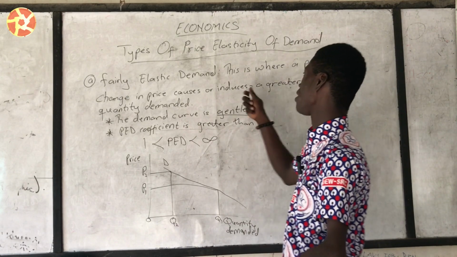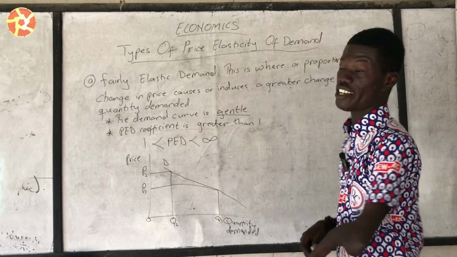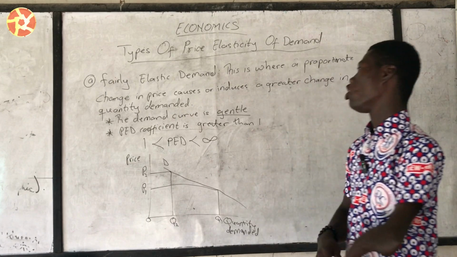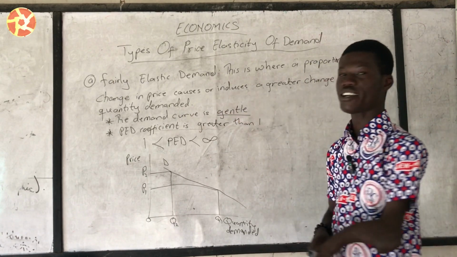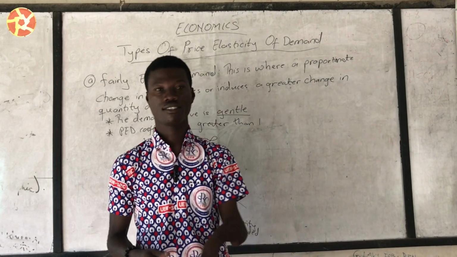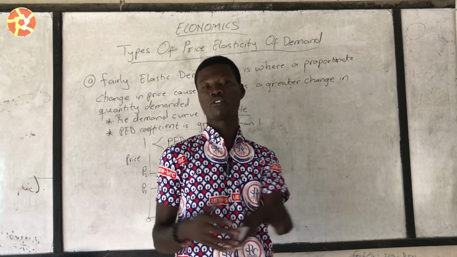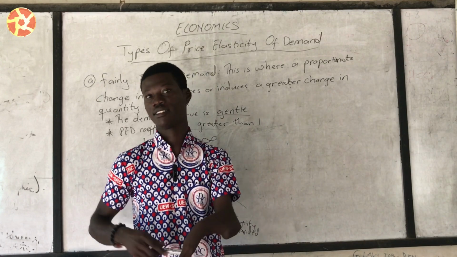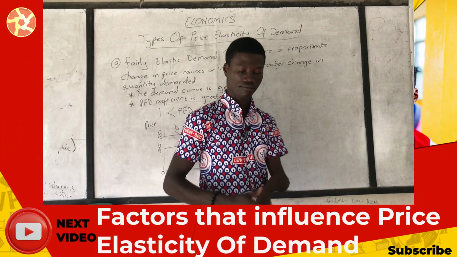And also we can see here that it is where a proportionate change in price causes a greater change in quantity demanded. So this is the first type of price elasticity of demand, and we are moving on to the next type of price elasticity of demand.